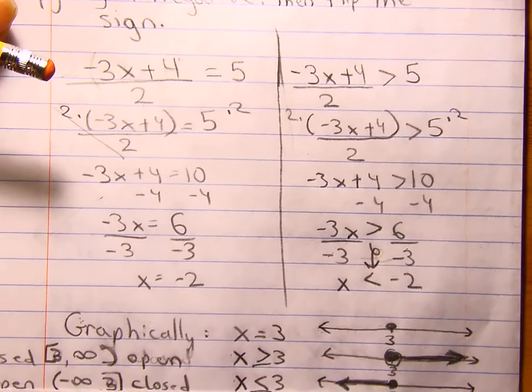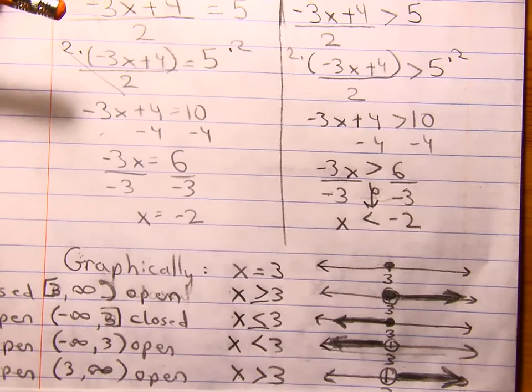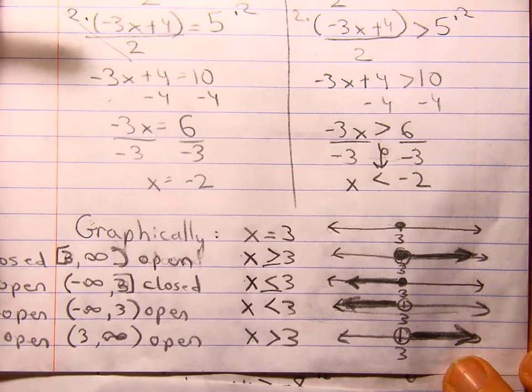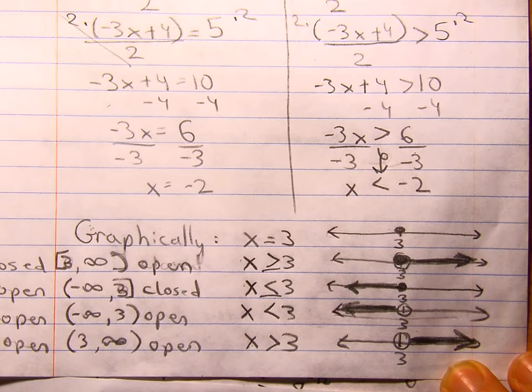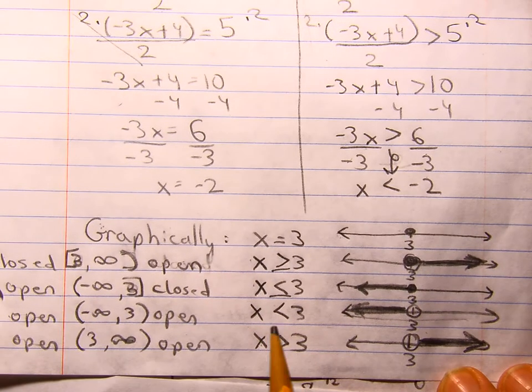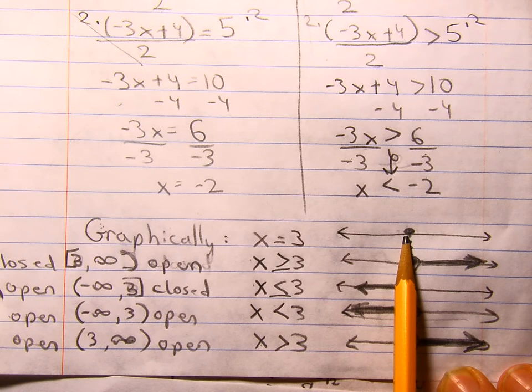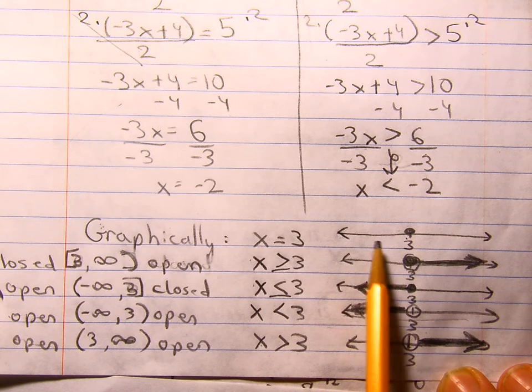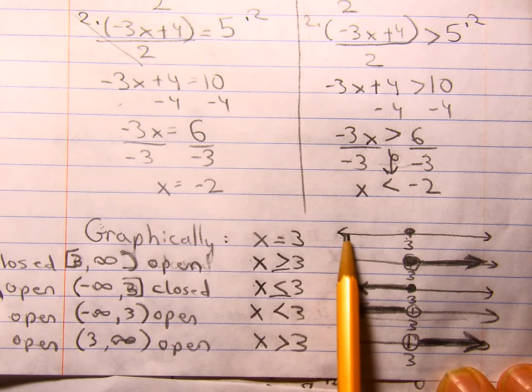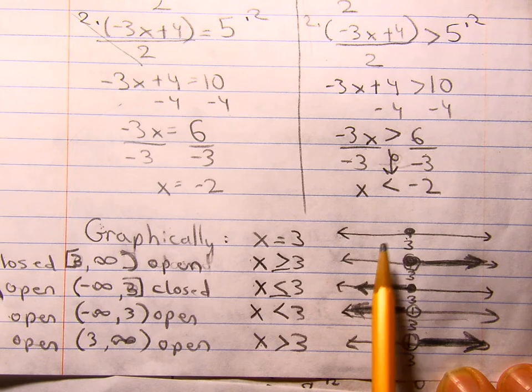So graphically, these are some things to keep in mind when it comes to graphing, and I use the number 3 in this situation. Graphically, if you said x equaled 3, then you have a solid dot. Boom. No questions, no ifs, no ands, just x equals 3. Not 4, not 5, not 2, not 0, 3.